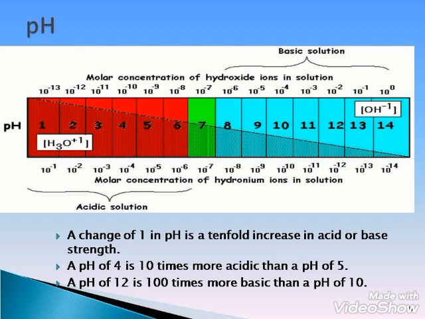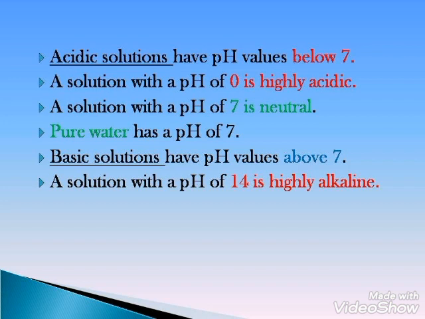In acidic solutions, the molar concentration of hydronium ions is more, whereas in basic solutions, the molar concentration of hydroxyl ions is more. So the more hydroxyl ions, the higher the pH, and the lower the hydronium ion concentration, the lower the pH. So acidic solutions will have a pH value below 7. A solution with a pH of 0 means it is highly acidic. Actually, 0 we don't have, it is 1.